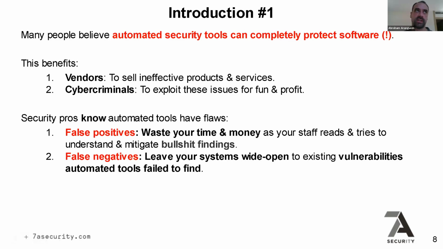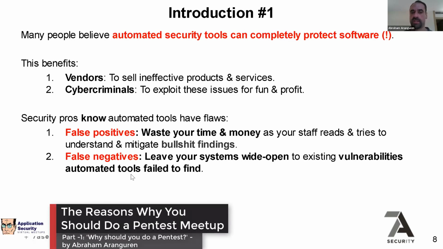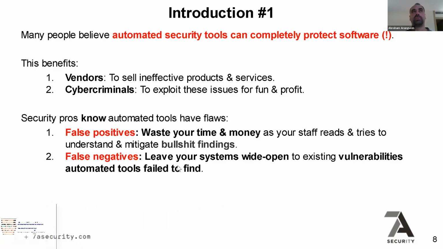People don't factor in, for example, when they set up a bug bounty or buy an automated tool to find security problems, the time it takes to go through the false positives, because you have to pay people to go through these findings. And then the other problem is false negatives, when the tool misses a security problem that is there but the tool cannot find it.